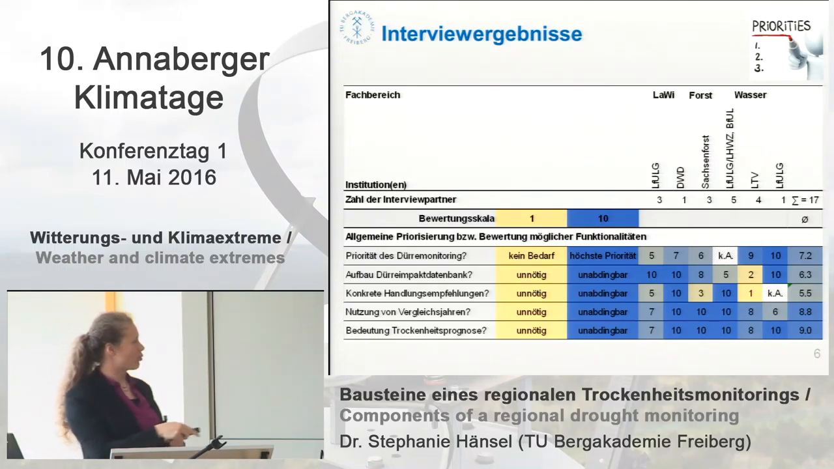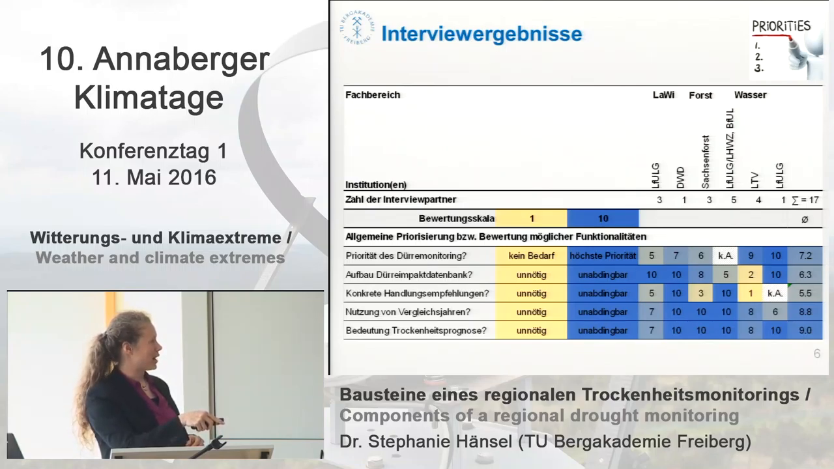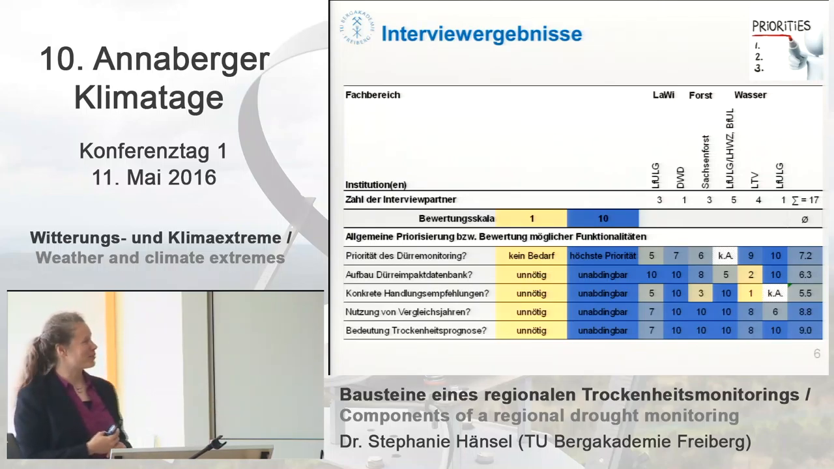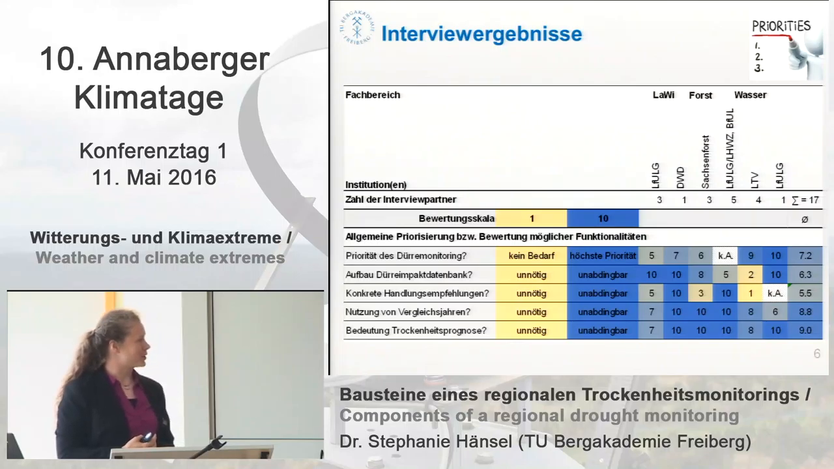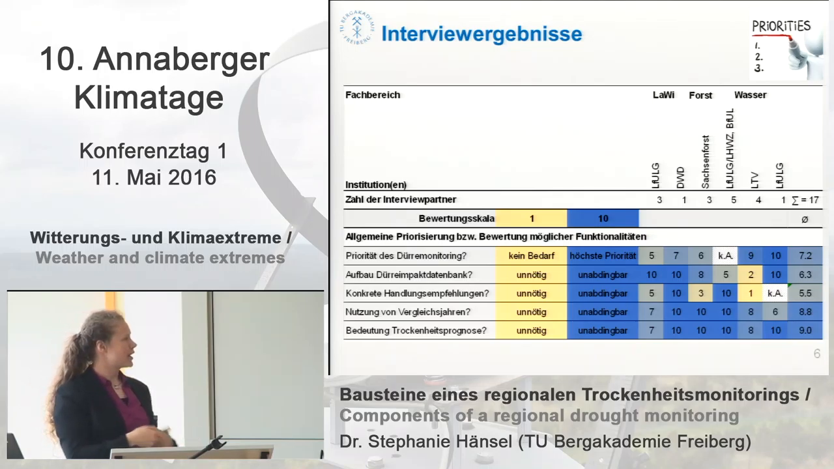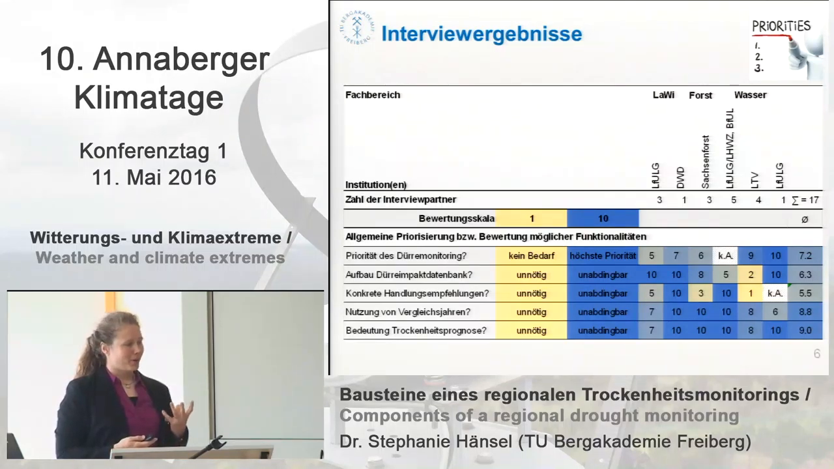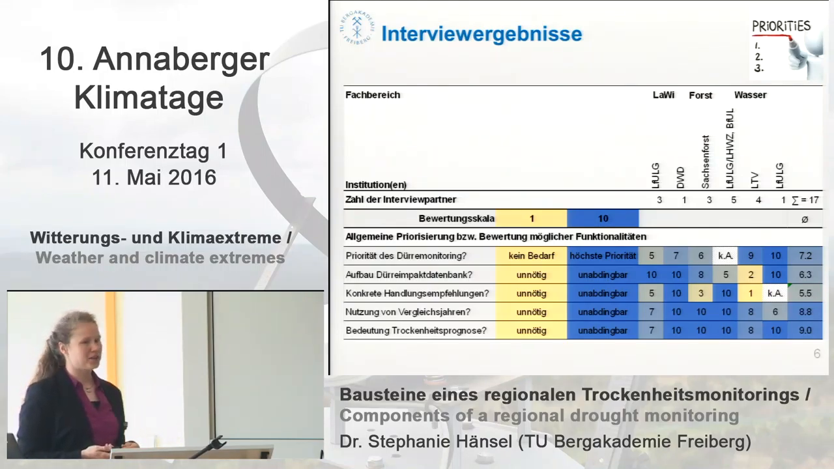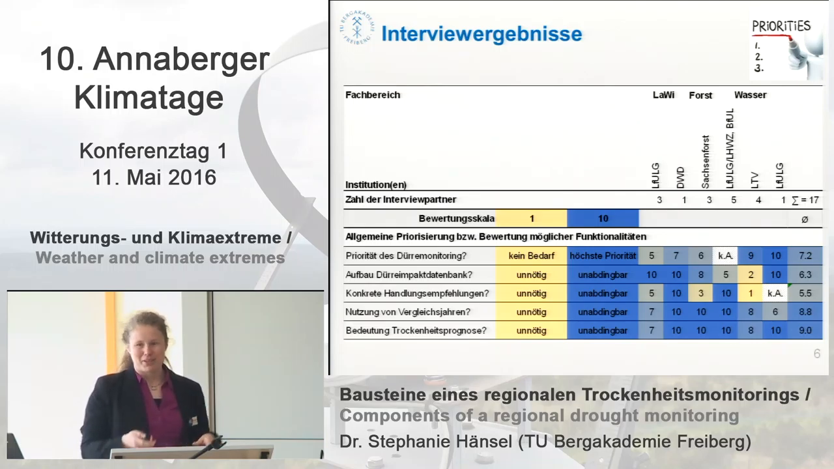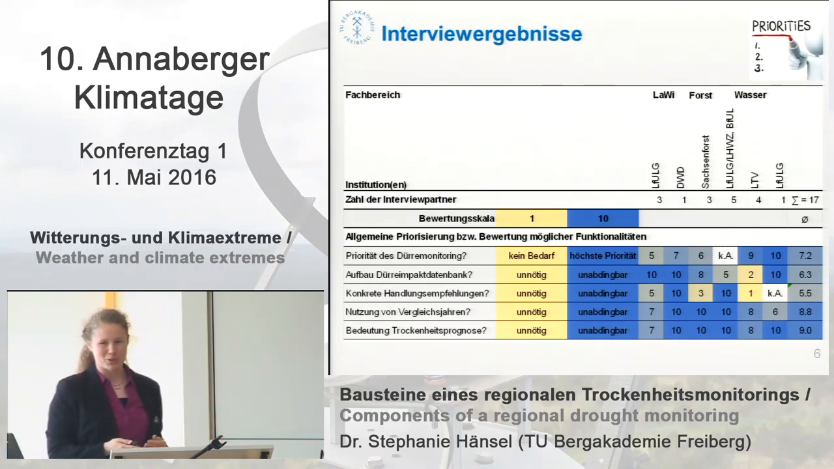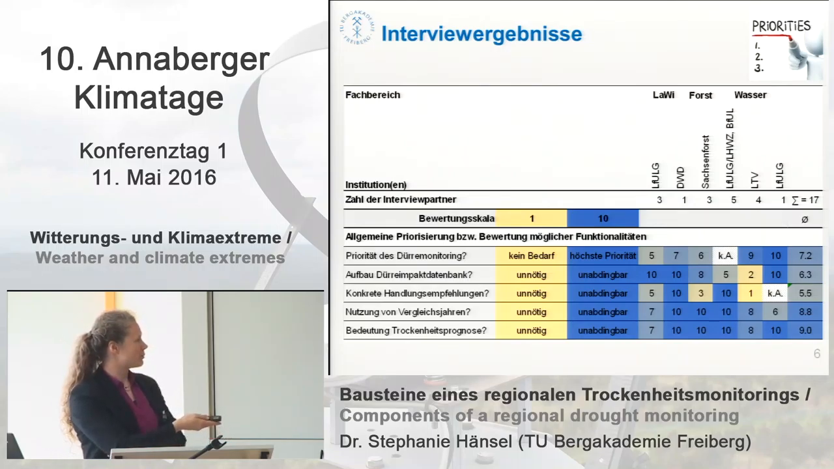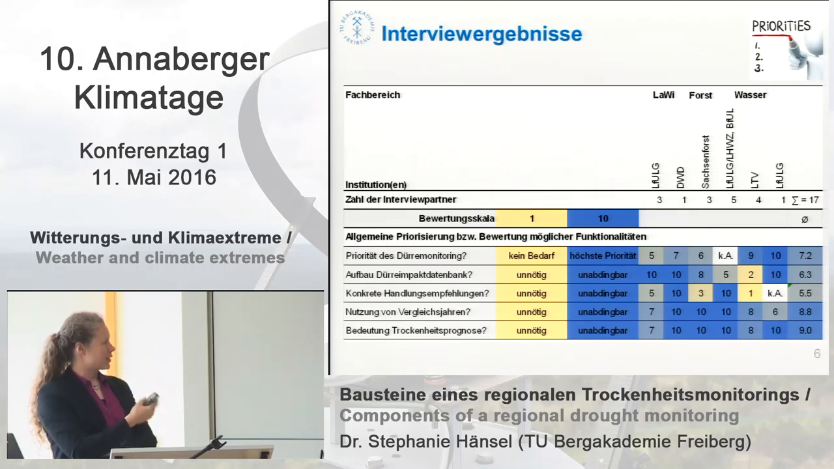What would be your priority for dryness or drought monitoring? 1 would mean not meaningful, no priority. But most gave 5 or higher. So there actually was a need in our view, but some said there are other priority areas that are more critical. Very often the background was that they already had individual tools they considered to be sufficient, or they said, okay, for our area, if there's a drought, we cannot do anything, we cannot counteract, so why should we need that? There's no way to respond.